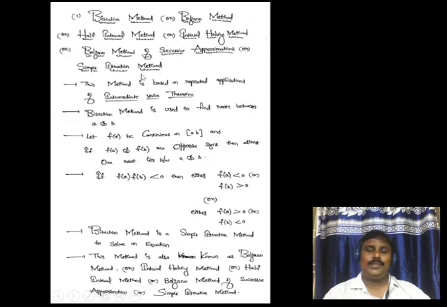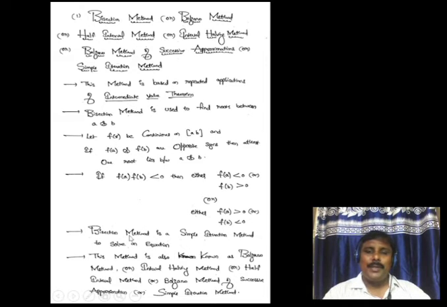Now we are going to see this method. This method is based on repeated applications of the intermediate value theorem. We already know about the intermediate value theorem. That is, if f of x is continuous on the closed interval a b, and f of a and f of b have opposite signs, then a root lies between a and b. That means if f of a is less than 0 and f of b is greater than 0, or f of a is greater than 0 and f of b is less than 0, then the root lies between a and b.